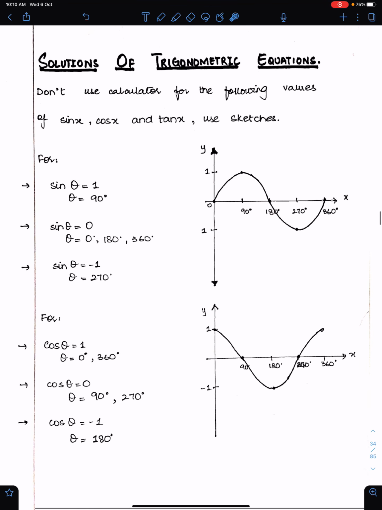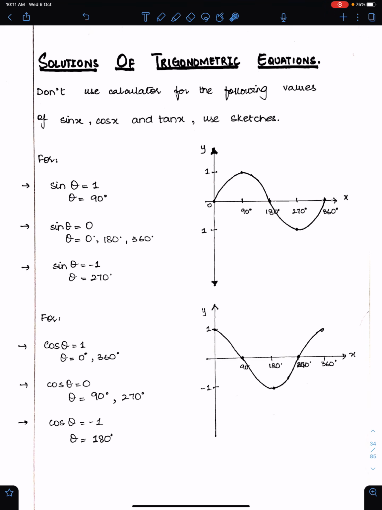Well, we use sketches to solve some important equations, or some standard equations, you can say. So we use sketches to solve this equation, and this equation. In fact, we use sketches to solve these equations: minus 1, 0, 1 of sine and minus 1, 0 and 1 of cos. So when we have sine theta 1, sine theta 0, sine theta minus 1, then we use the sketch to solve these equations. Because sine theta 1 is at 90, so the answer is 90.